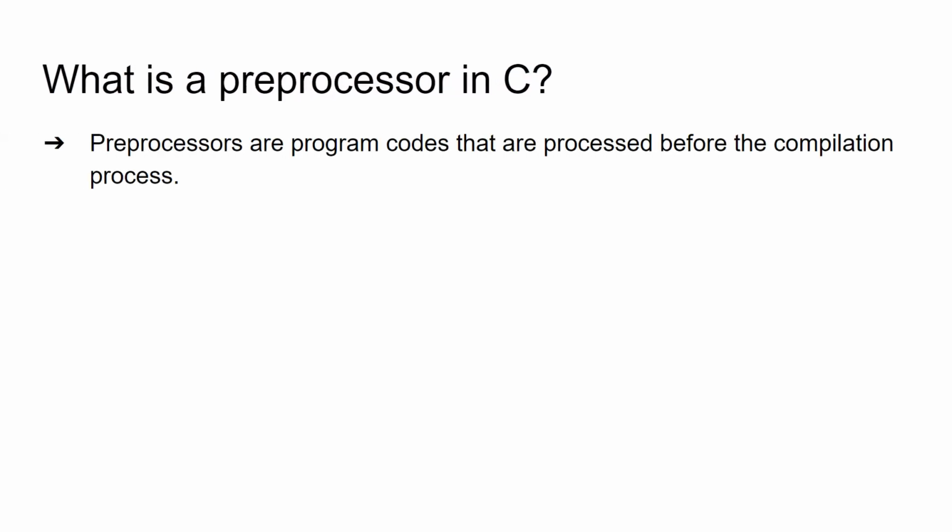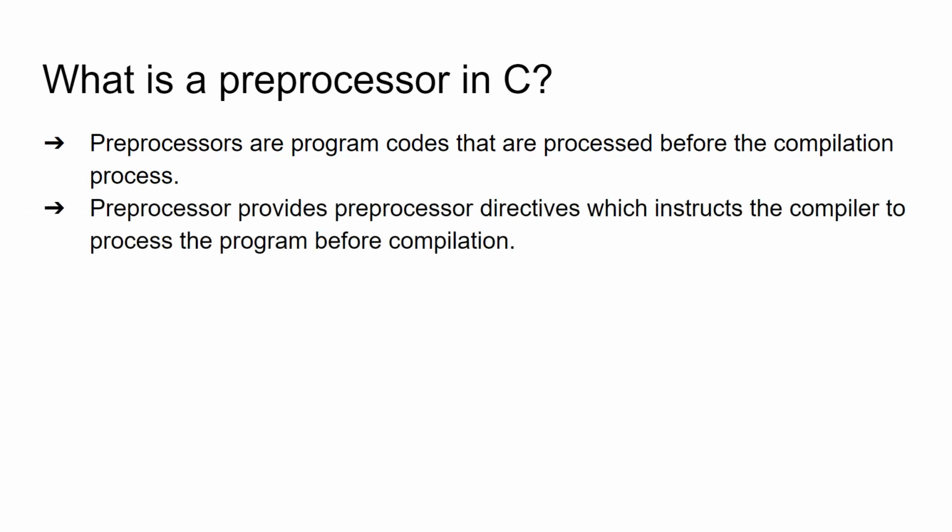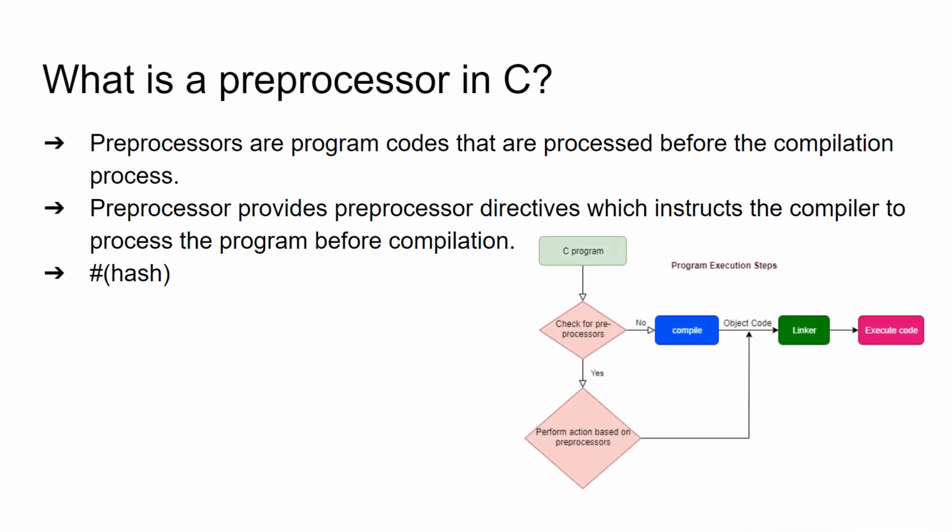A preprocessor is a program code that is processed before the compilation process, and with the preprocessor you can instruct your compiler which piece of code you want to include and which piece of code you want to exclude from the compilation process. So we use a hash symbol to define a preprocessor. Here you can see this flow diagram.